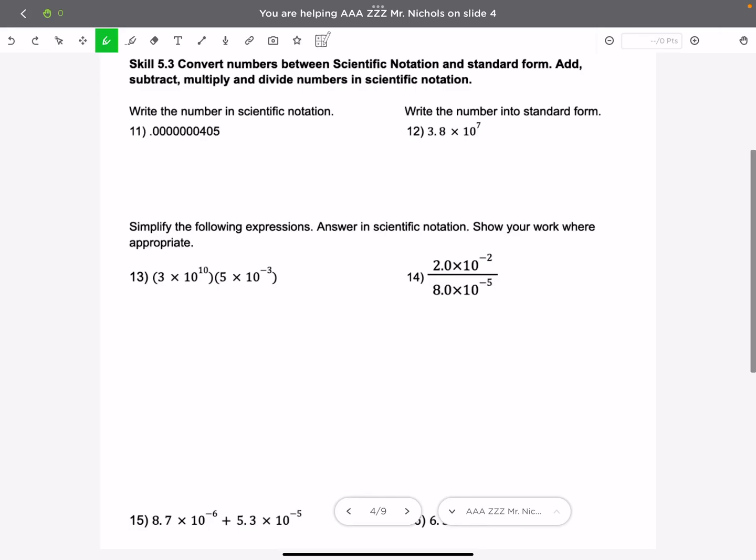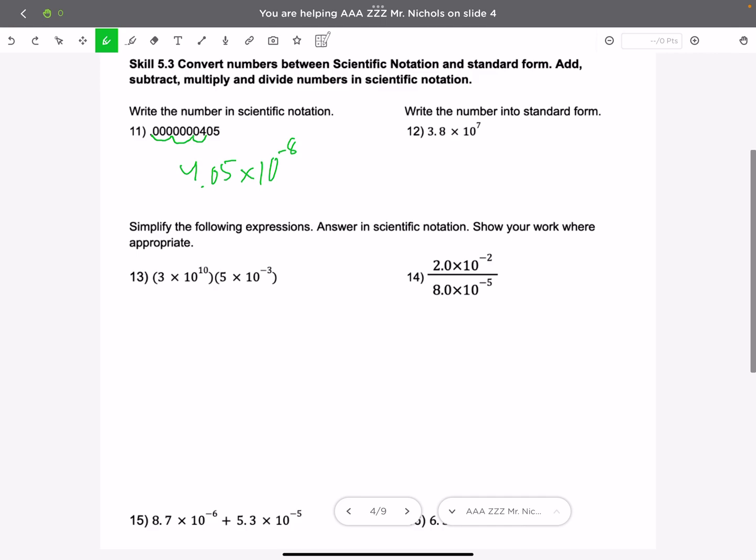All right, so here to write in scientific notation, I'm going to count to the right, and I count 1, 2, 3, 4, 5, 6, 7, 8. So I'm moving it 8 to the right, so that's 4.05 times 10 to the minus 8, because I've shifted 8 decimal places to the right.